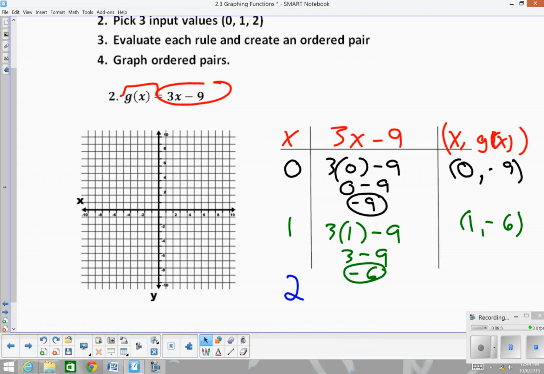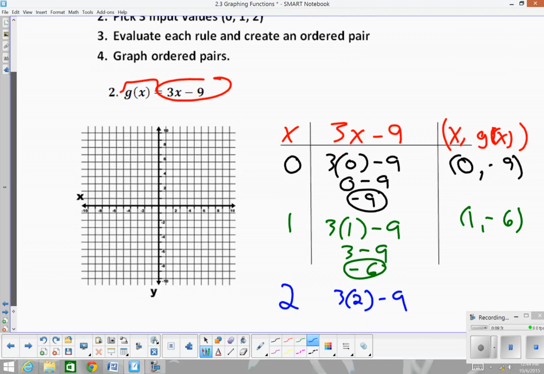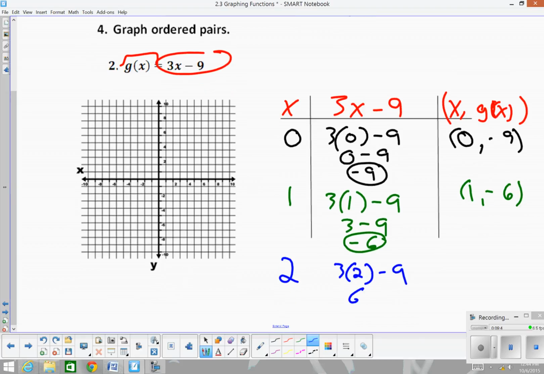Awesome. Lastly, I have my 2. Plug it in. It's going to be 3 times 2 minus 9. Okay, 3 times 2 is 6, minus 9. 6 minus 9 is negative 3. Okay, so now when I go ahead and plot this, it's going to be (2, -3).